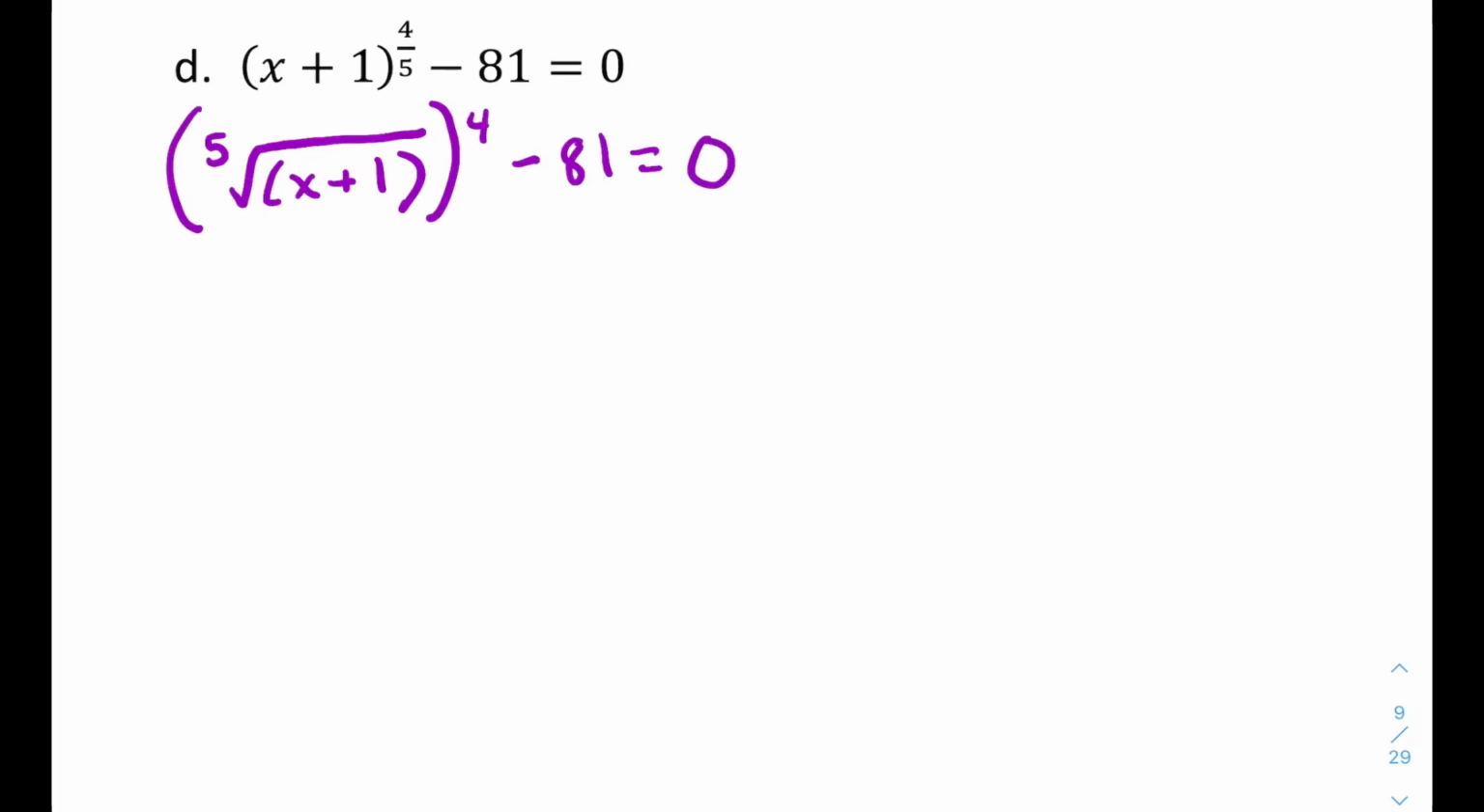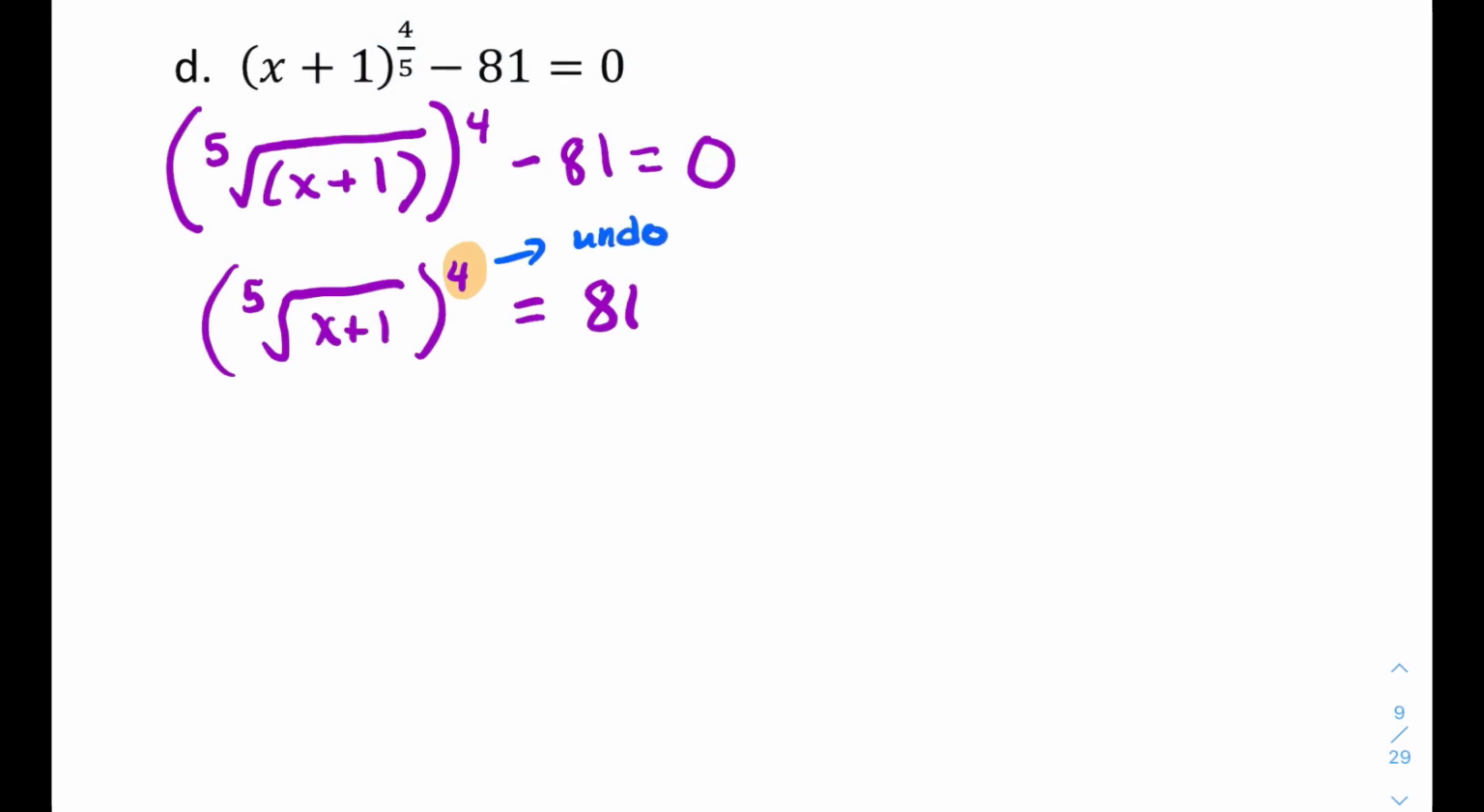One last one. So the 4/5 power is really a radical in disguise. So I'm just going to rewrite this as the 5th root of x plus 1 to the 4th minus 81, and then treat it like I have been my radical equations. So let's get the radical by itself on one side by adding 81 to both sides. And now I do have this raised to the 4th power. To undo my 4th power, I'm going to need to take the 4th root of both sides.